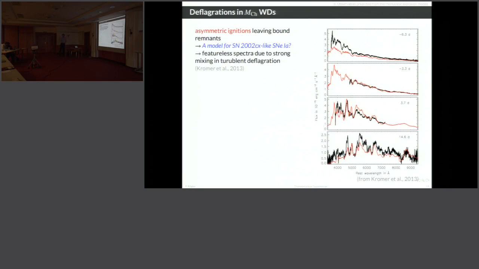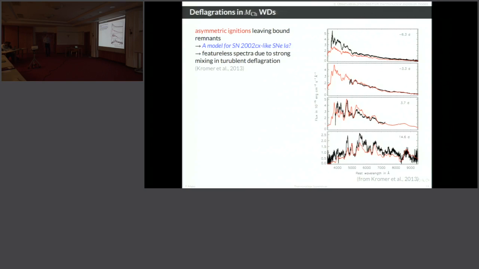However, there is an interesting potential correspondence to these models in the observed sample, namely between the asymmetric ignitions that I discussed in the last lecture that leave behind a bound remnant, because the deflagration then quickly moves to the surface and doesn't burn much material. The energy release is not sufficient to completely disrupt the star. So these asymmetric ignitions leave a bound remnant, but the predictions of observables for these events actually look very similar to what is observed for a certain subclass of type Ia supernovae, the so-called 2002cx-like objects.